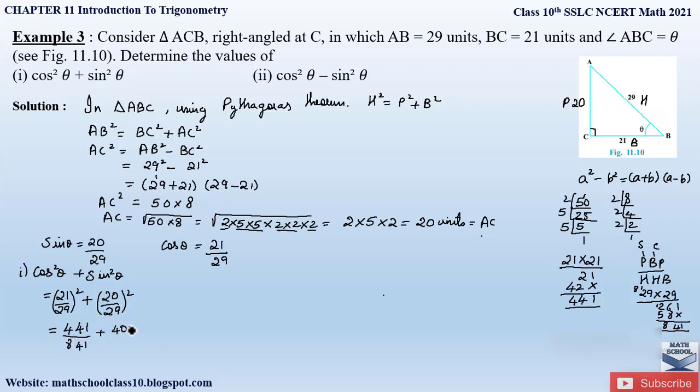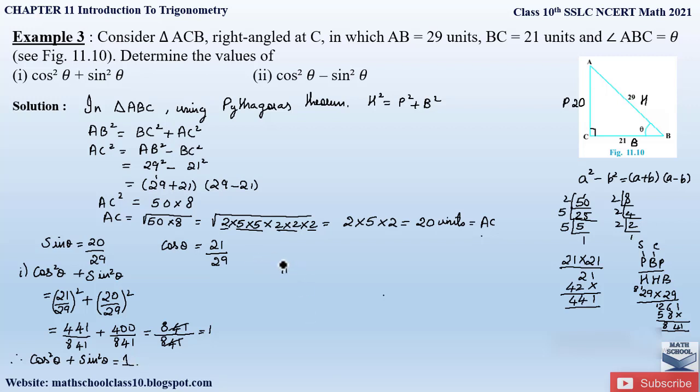It is 400 divided by 29 square, which is again 841. Since the denominators are same, we can add the numerators, right? So adding 1 plus 0 is 1, 0 plus 4 is 4, 4 plus 4 is 8. So here numerator and denominator are the same, so we can cancel out. Therefore the value of cos square theta plus sin square theta is equal to 1.